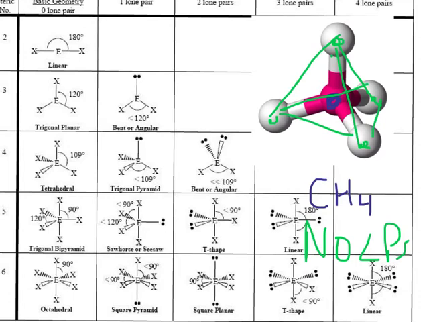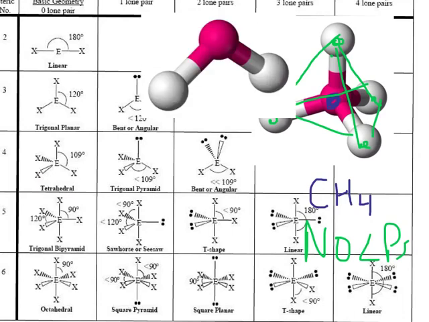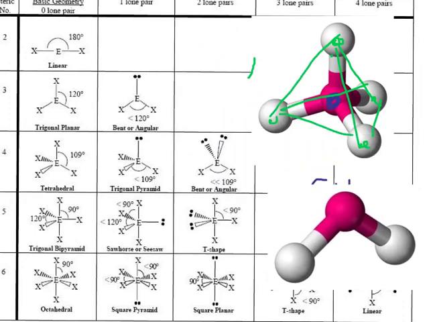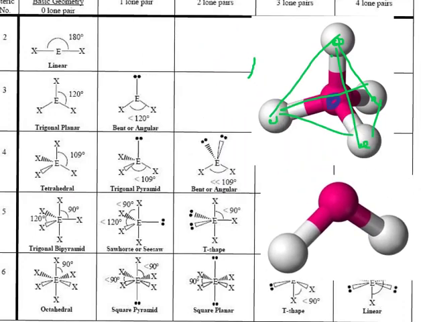Let's try another one. Here, we have a water molecule. Now, in order to draw the water molecule, you would need to add some lone pairs. Remember that the oxygen is going to have 2 lone pairs around it. 1, 2, 2 lone pairs. So this has 2 bonded pairs and 2 lone pairs, and the steric number is 4.